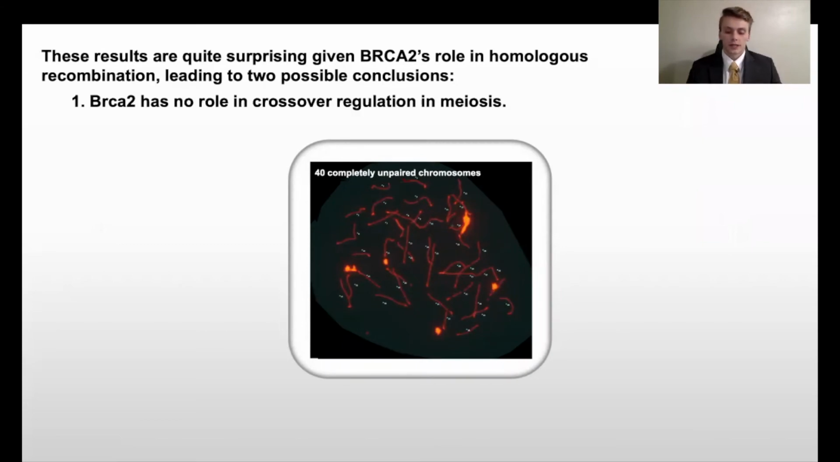Therefore, the removal of BRCA2 would not change the length of the chromosome axes, the MLH1 counts, or the average interfocal distance. However, this hypothesis is hard to believe, as we all know that most cells in this mutant are not even able to initiate any homologous recombination whatsoever, as shown by this nucleus with 40 unpaired chromosomes.